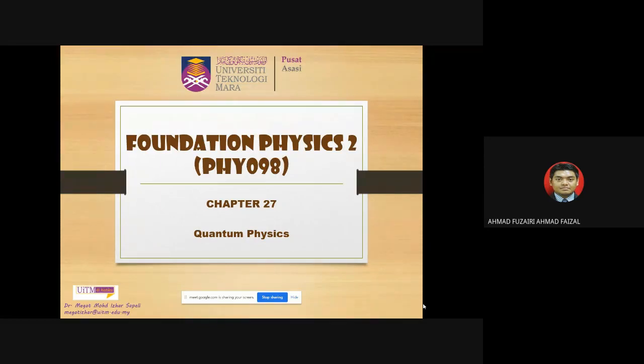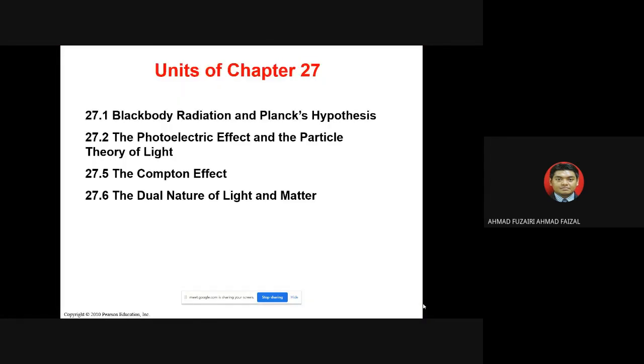Okay, so the main thing in chapter 27 is quantum physics. We will learn chapter 27.1 and 27.2 up until today, and we will continue the rest of the chapter tomorrow. Today: the black body radiation, Planck's hypothesis, and lastly the photoelectric effect. The one that has calculations will be the photoelectric effect here.